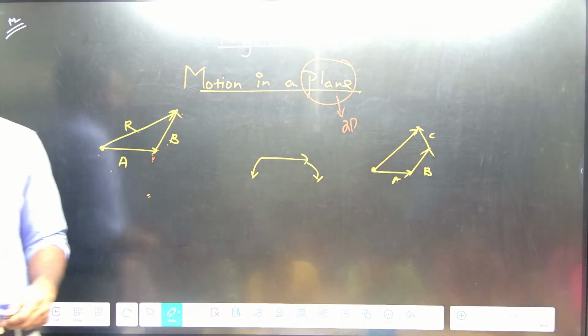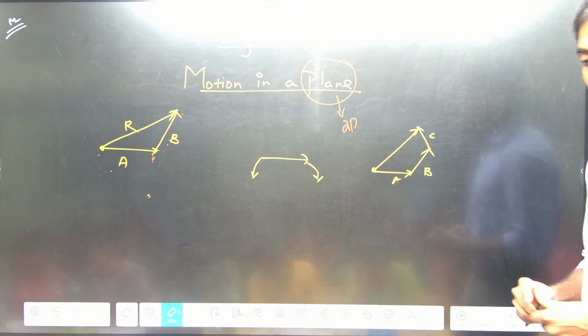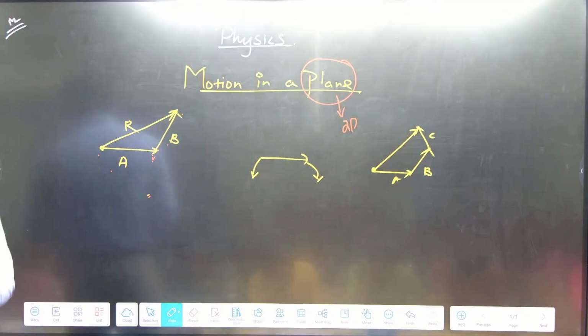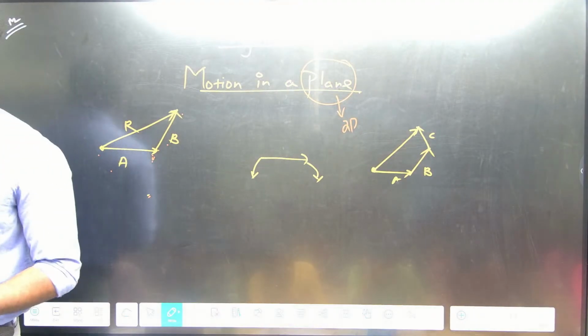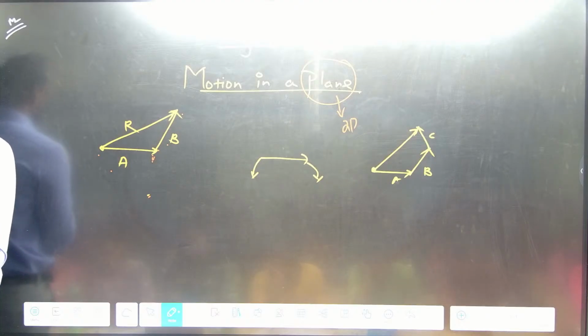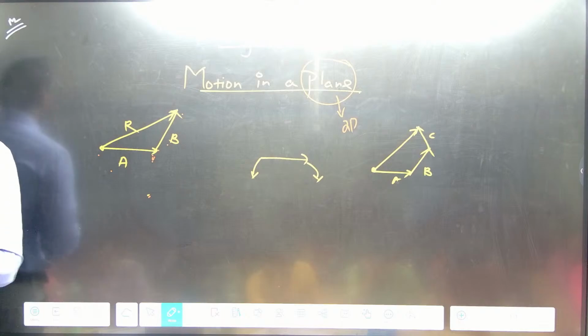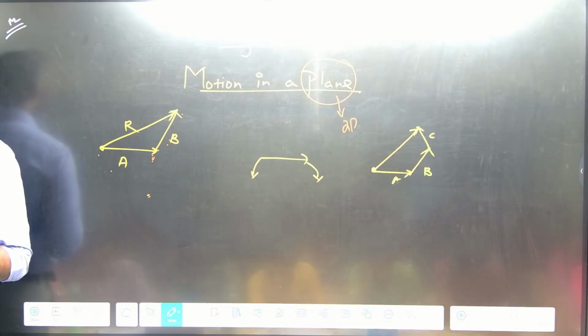Write the points. If you want to add the vectors A and B, take the first vector A, and take the second vector B and keep the tail of B on the head of the first vector A.